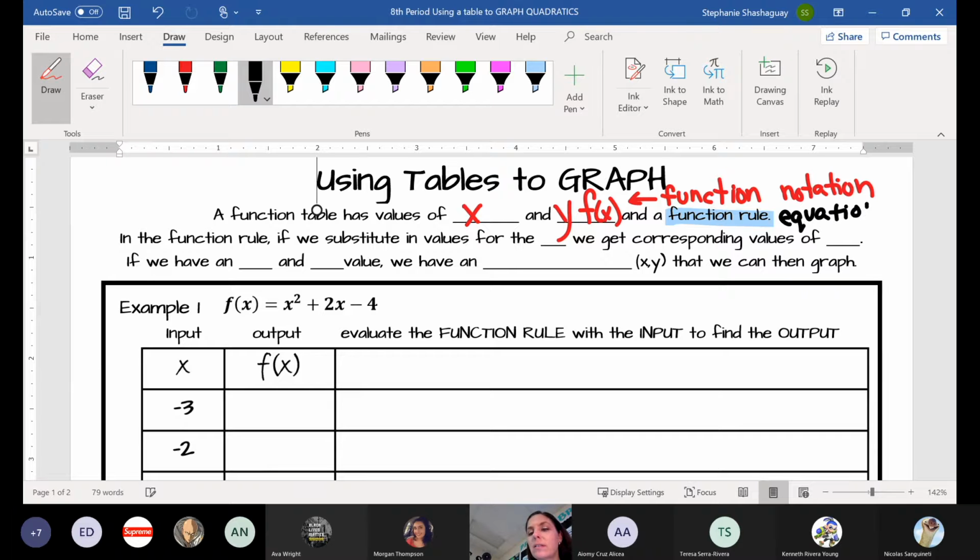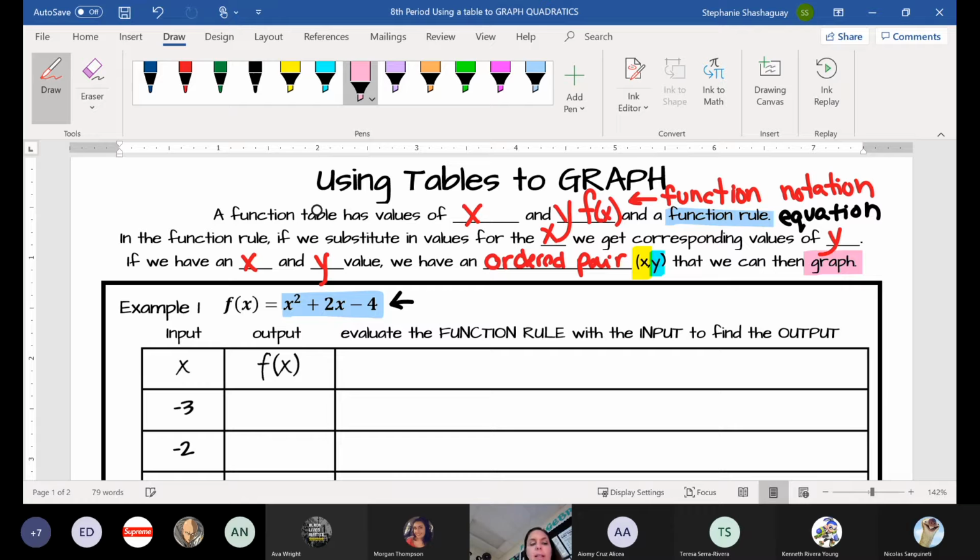equation. Okay, so in this example here, we have f of x is equal to x squared plus 2x minus 4. This right here is my function rule because that's my equation. So in the function rule, if we substitute in the values for x, we get corresponding y values. And if we have an x and y value, then we have an ordered pair, right? An x and a y that we can then use to graph.